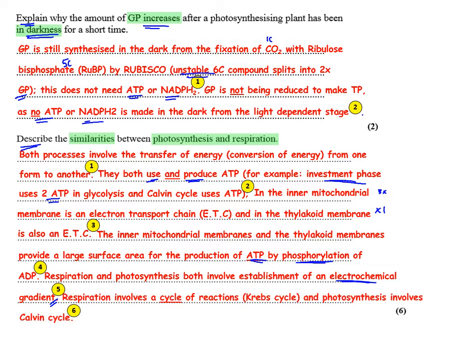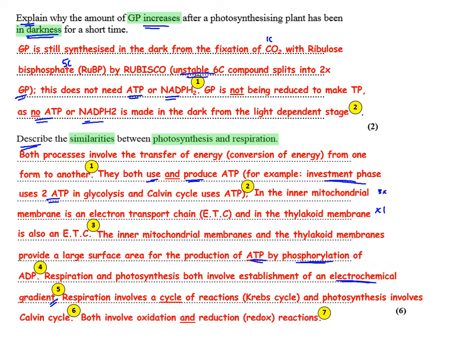Mark point number 6. Respiration involves a cycle of reactions called the Krebs cycle, and that occurs inside the matrix of the mitochondrion. Now, photosynthesis also has a cyclical set of enzyme reactions called the Calvin cycle, and that occurs in the stroma.